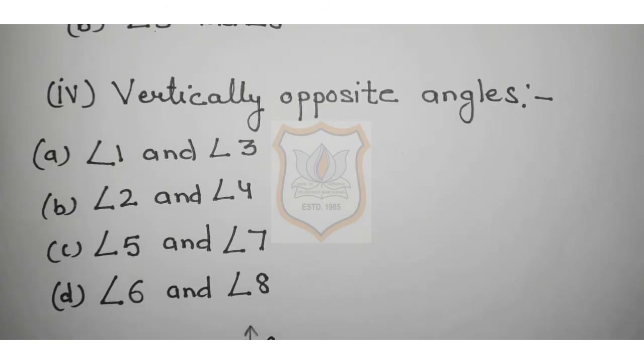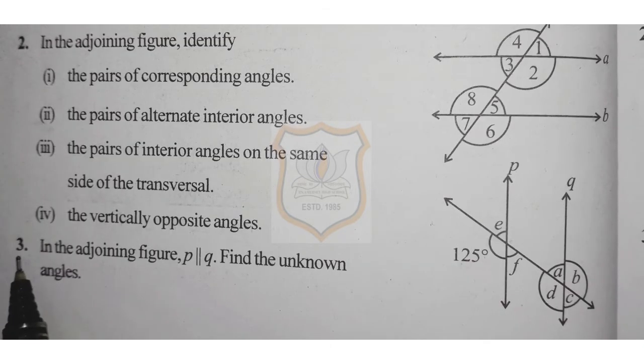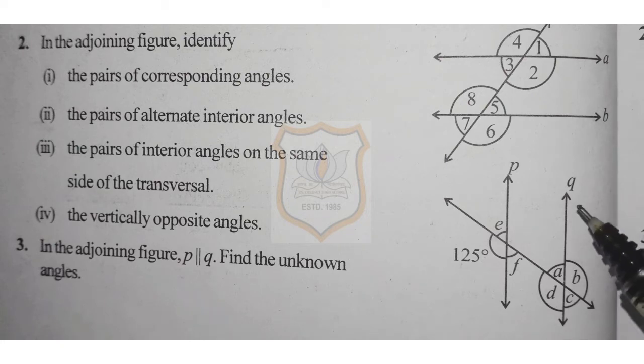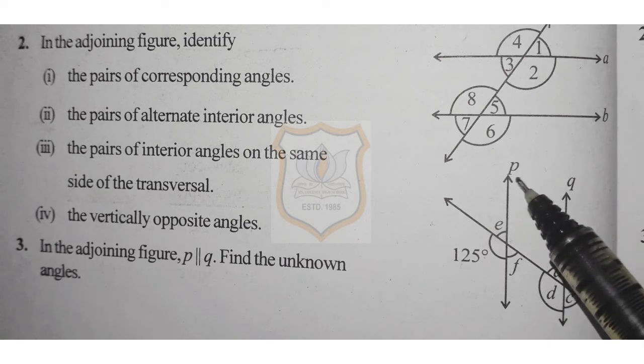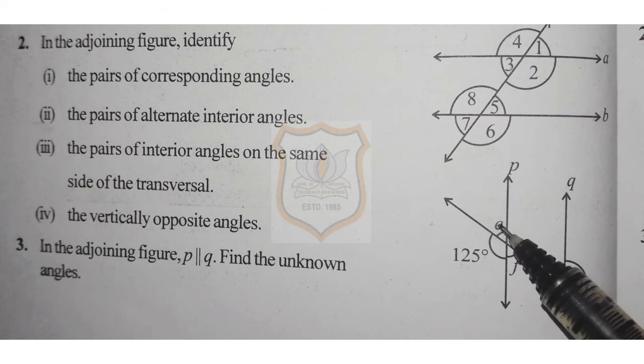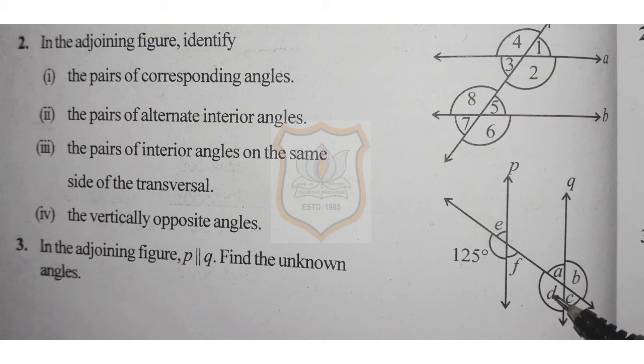Now let's solve question number 3 of exercise 5.2. Now this is question number 3 of exercise 5.2. In the adjoining figure, line P is parallel to line Q. Find the unknown angles. You have to find the unknown angles. These are unknown angles E, F, A, B, C and D. These are unknown angles that you have to find out.